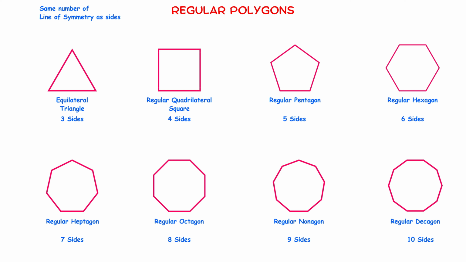Likewise, a regular heptagon, which has 7 sides, would have an order of rotational symmetry of 7, meaning it would match its original appearance 7 times in one full rotation. This same principle applies to all regular polygons, making them both beautiful and mathematically consistent shapes.